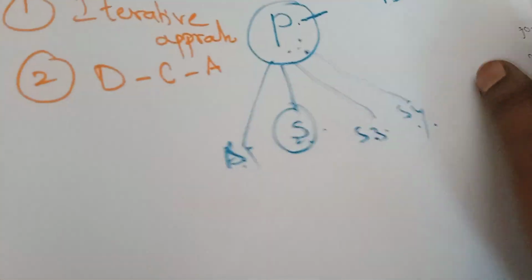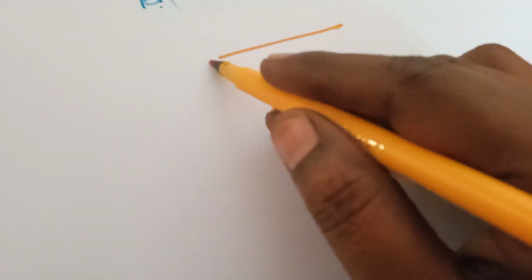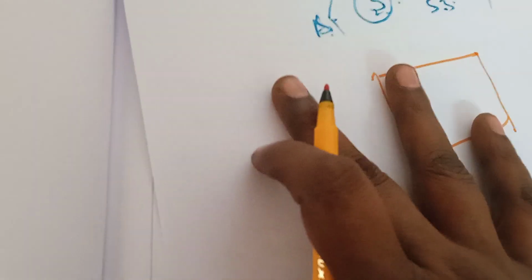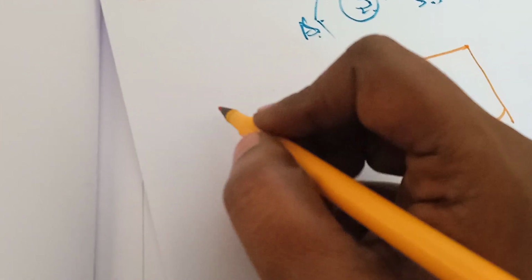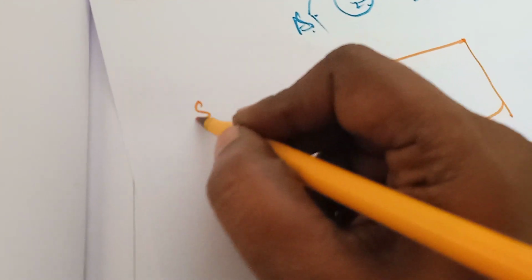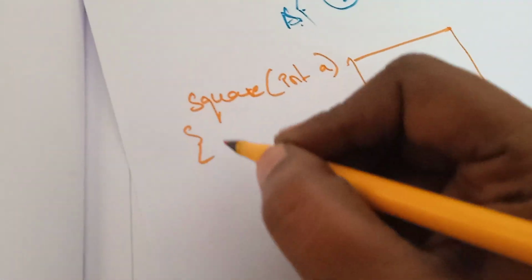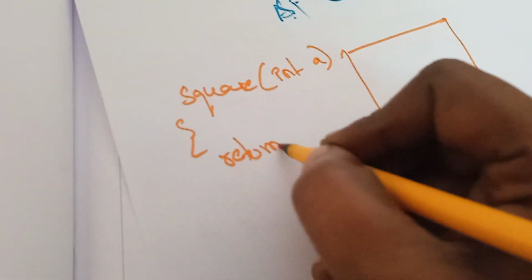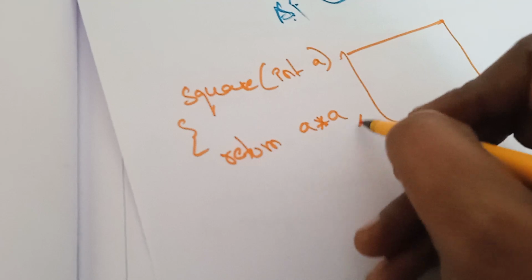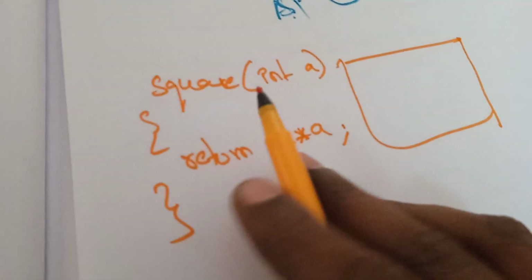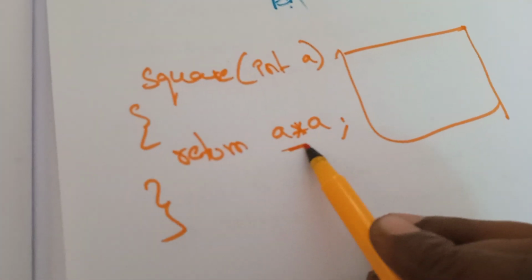Assume this is your memory. Now look at this. This is my computer memory. Now I am writing an algorithm, and my algorithm is to calculate the square of a number. So I am writing a square function. Now my variable is int a, return a into a. My algorithm is to calculate the value of a into a.